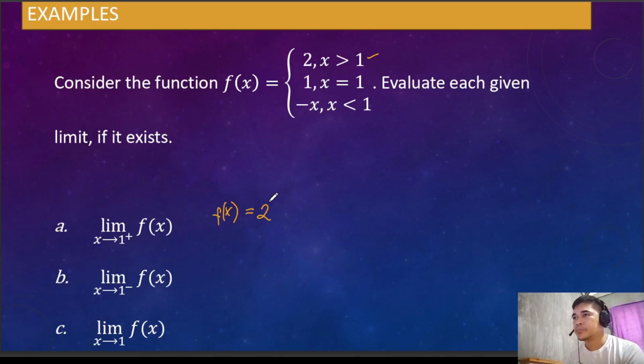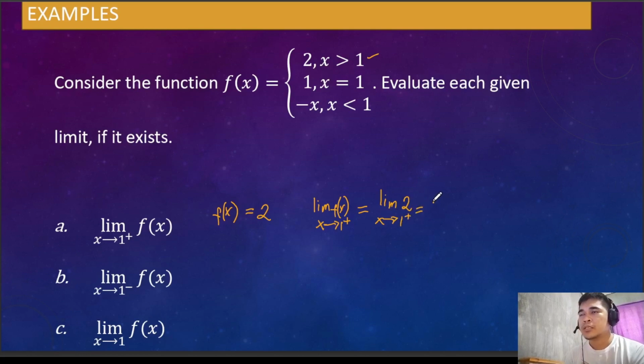Right? So, what will happen now? Limit of f of x as x approaches 1 from the right side equals limit of 2 as x approaches 1 from the right side. So limit of 2 is 2. So we have the limit which is 2.